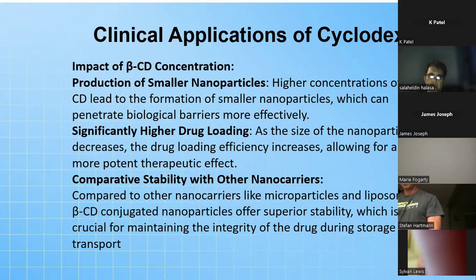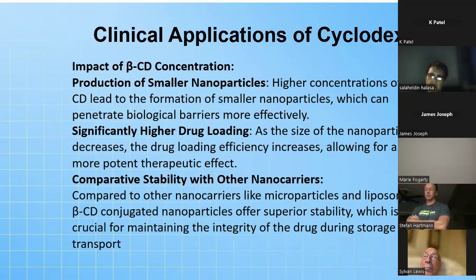Comparative stability with other nanocarriers: compared to other nanocarriers like microparticles and liposomes, I prefer cyclodextrin because of its superior stability, which is crucial for maintaining the integrity of the drug during storage and transport. So if you ask which one is more stable, the cyclodextrin is better than liposomes. But what about when you have a liposomal drug? Is it beneficial to use cyclodextrin with it?